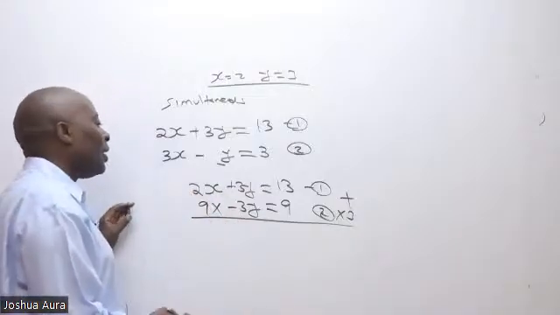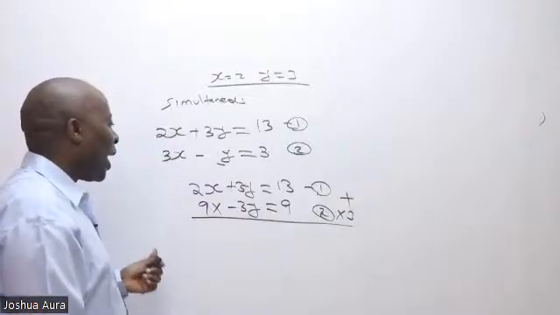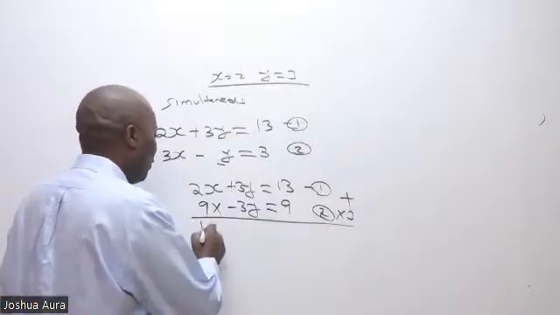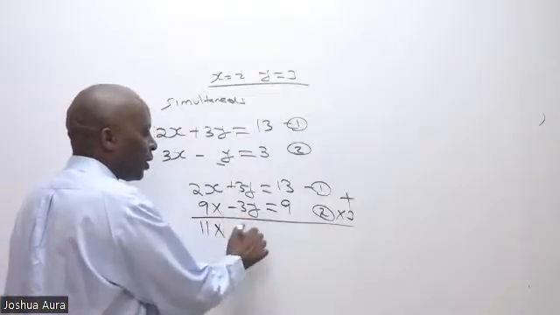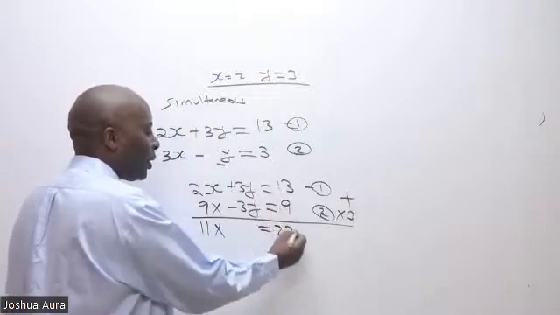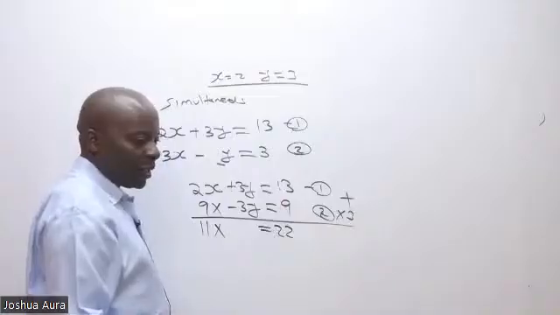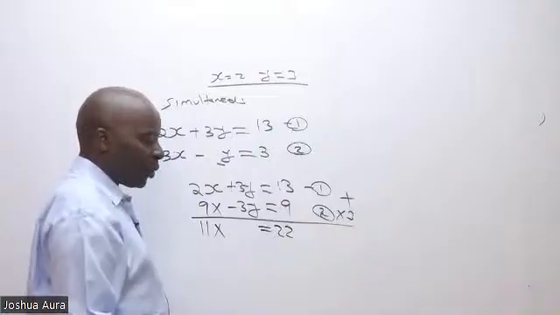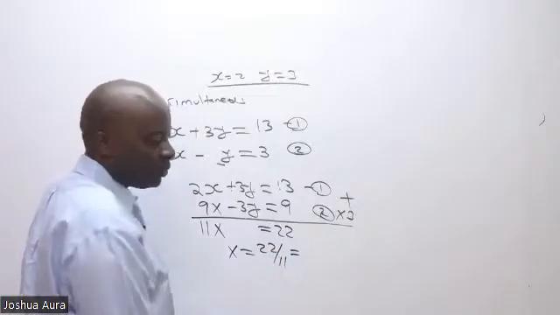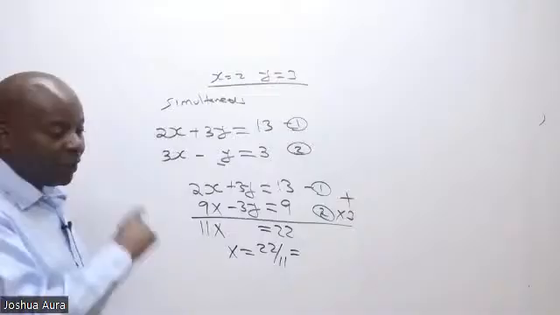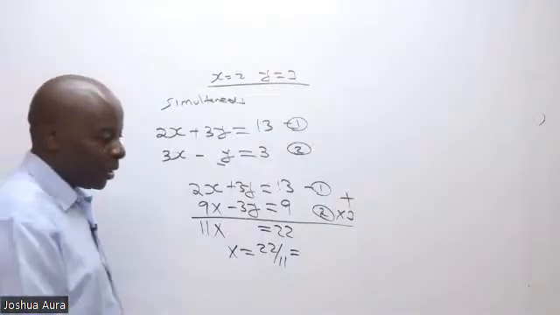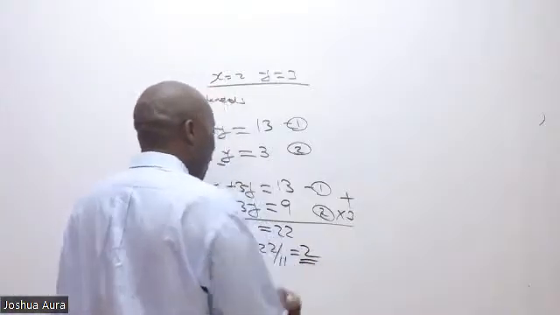So, ladies and gentlemen, if we were to add here, we shall get 2x plus 9x, giving me 11x. This disappears, which was our objective. 13 plus 9 gives me 22. And then my x will be 22 over 11. So 22 over 11 gives me what at the end of the day? X equals 2.